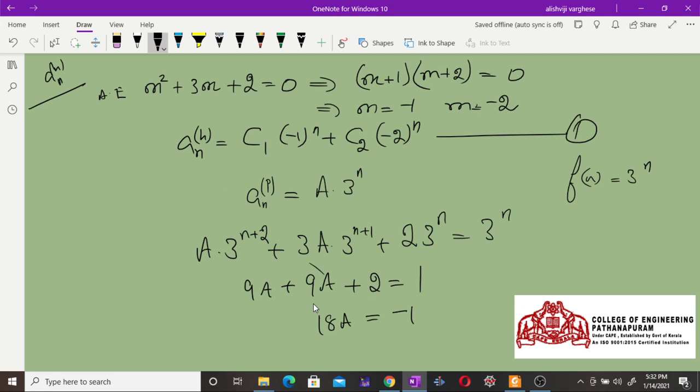By solving this, here also we have a, so this 2a is equal to 1, and therefore a small change here, it becomes 9 plus 9 plus 2, that is 20a. 20a is equal to 1, which means a is equal to 1 by 20, positive 1 by 20.